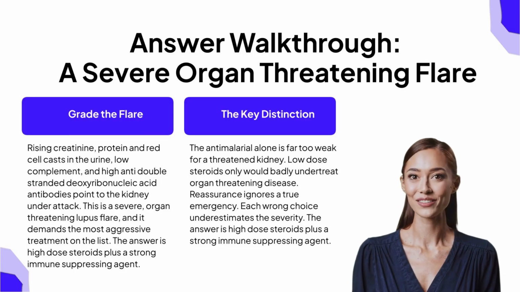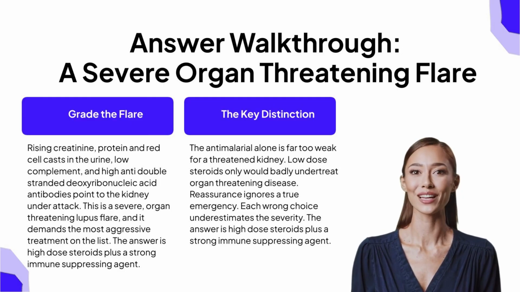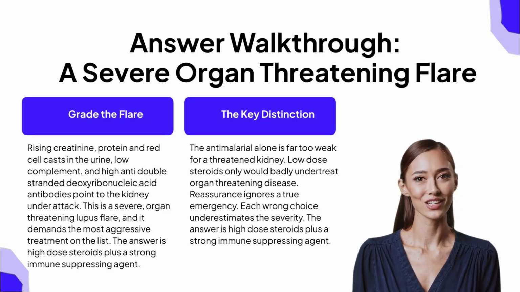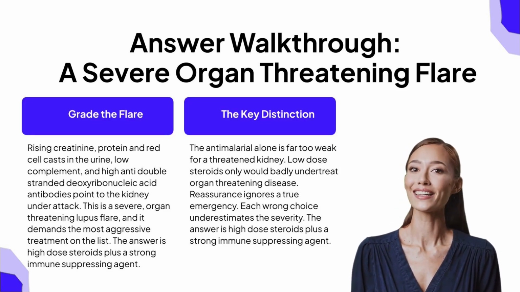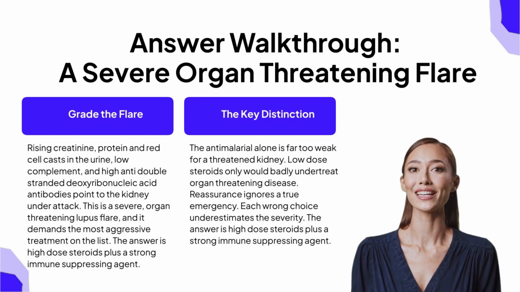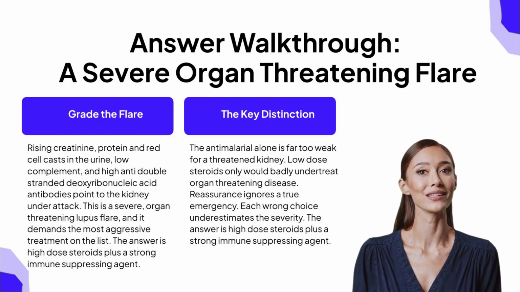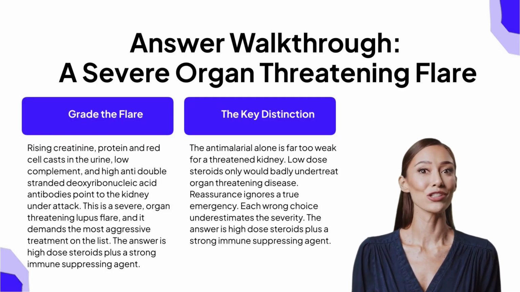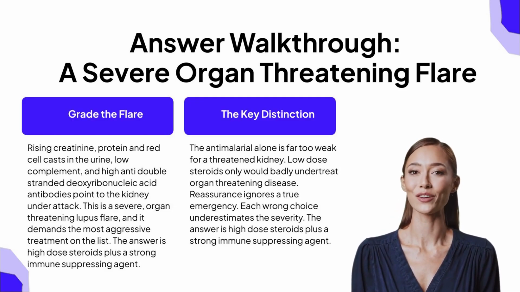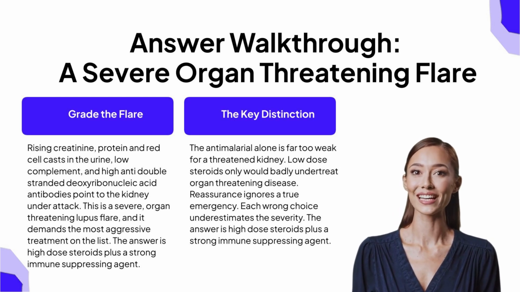Let us break down this answer. First, grade the flare. Rising creatinine, protein, and red cell casts in the urine, low complement, and high anti-double-stranded deoxyribonucleic acid antibodies all point to the kidney under active attack. This is a severe, organ-threatening lupus flare, and it demands the most aggressive treatment offered. That means high-dose steroids plus a strong immune-suppressing agent.